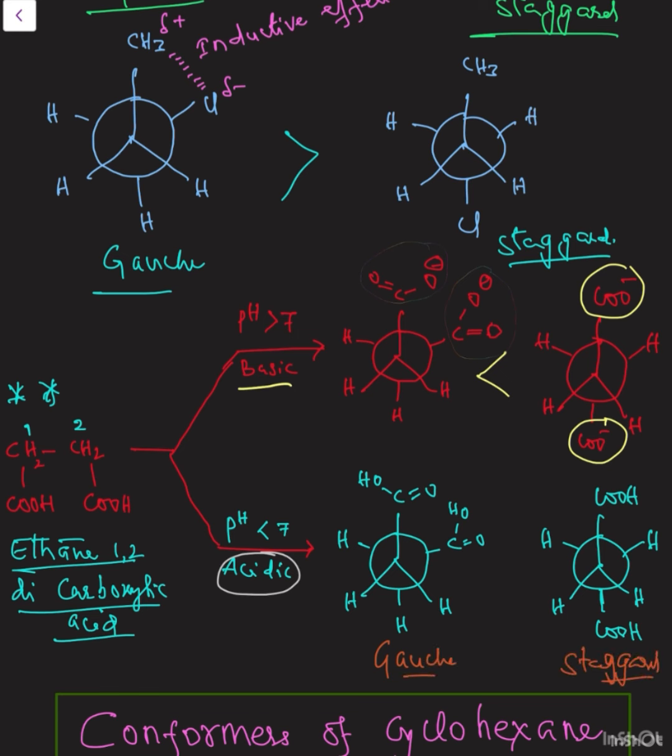Now you know the staggered and gauche difference, right? Because of the existence of a hydrogen bond between the keto group of one carboxylic acid and the H, that is the OH group of the other COOH group, the stability of gauche increases over the staggered form. This is the reason. This is in the case of 1,2-dicarboxylic acid of the ethane molecule.